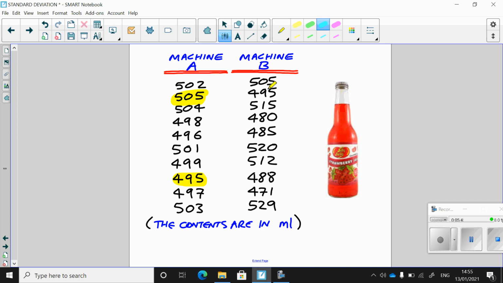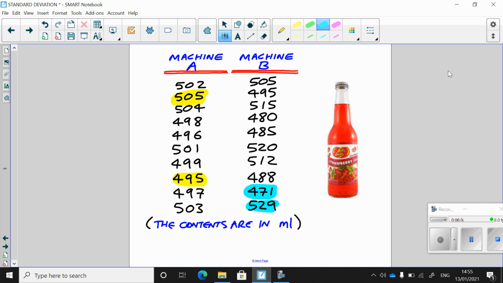529. That's my biggest number, and that's quite a bit above. Let's go for my smallest number, 485. No, oh no, I get 471. Just a quick calculation, and you can do it as well.